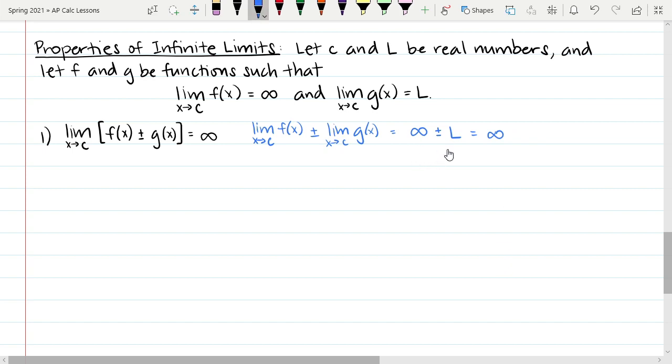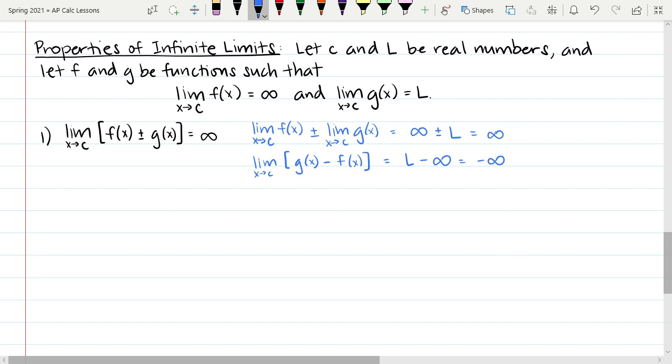Now, I do want you to notice how this would change if it were switched around, if this were the limit as x approaches c of g of x minus f of x. This would now be L minus infinity. Now, if I have a constant and then I subtract an increasingly large number from that, that does become negative infinity. So I just wanted to make sure that you saw that.